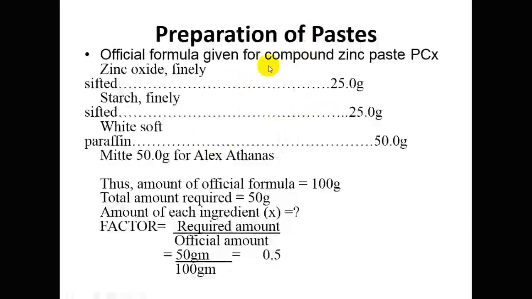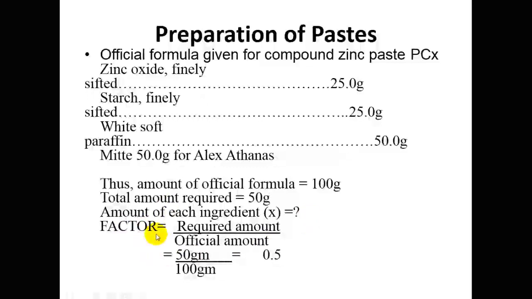Unakuja kwenye official formula yetu, ukijumlisha hapa total quantity inakuja ni 25 jumlisha 25 jumlisha 50. Total quantity kumbe ilipo kwenye official formula ni ngapi? Ni 100. Kumbe sasa kama required quantity tunayo na official amount tunayo, kwa hiyo maana ni 100, wakati total amount of required ni 50. Kumbe amount of each ingredient hatuna. Tutaipataje? Baada ya kutafuta nini?